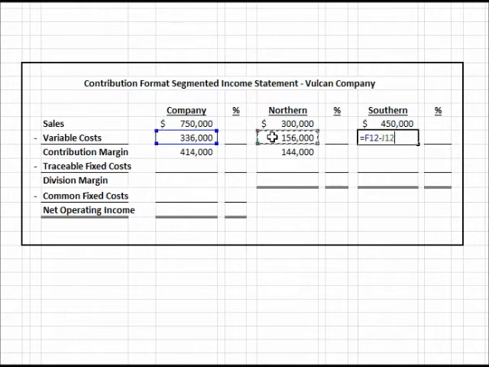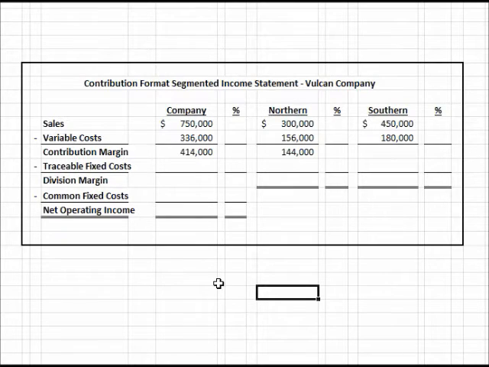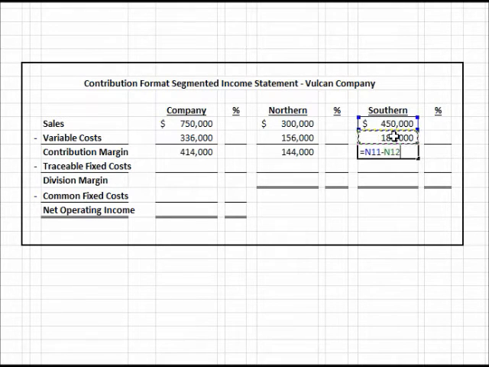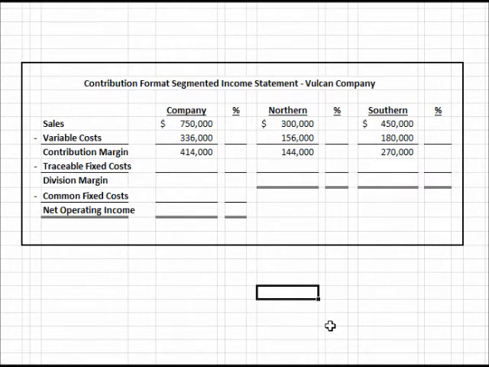If we have a total of $336,000, and we have 156 in the Northern Division, our variable cost is going to be 180,000 in the Southern Division. That would give us a contribution margin in the Southern Division of 270, and 270 plus 144 equals 414. So everything seems to be on track.